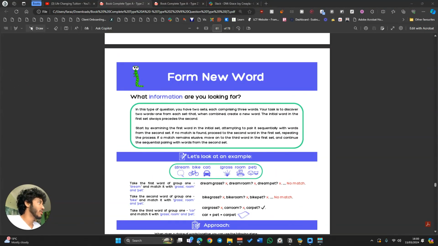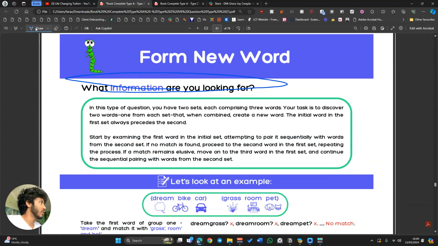So, form a new word. What information are you looking for here? If we quickly read through the instructions, in this type of question, you have two sets. So we look down at the example, we can see there's two sets of words here, each comprising 3 words: dream, bike, car, grass, room, pet.